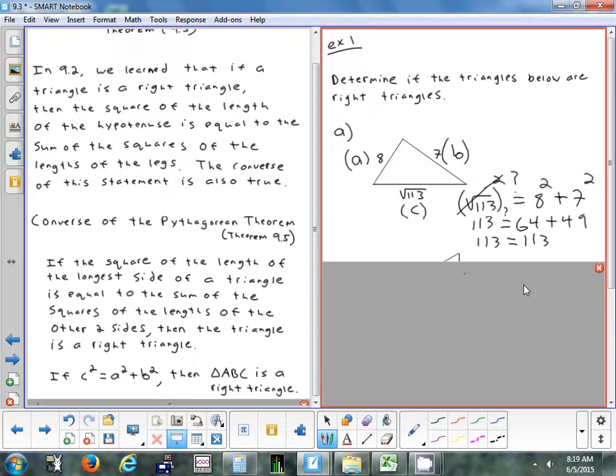So we get the same number on the left and on the right. What does that mean about this triangle? This is a right triangle. We just proved it. Yep. Okay, so determine if the triangle below is a right triangle. This one is yes.